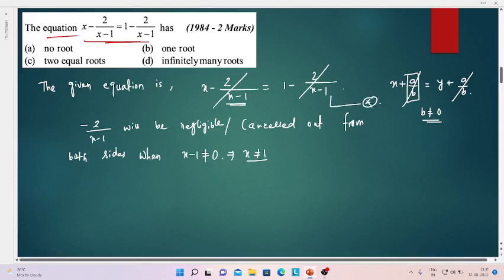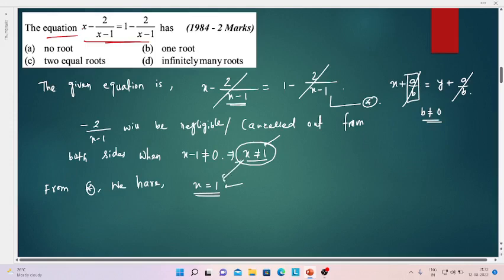So let me write this condition as star: x should not be equal to 1. From star, you can see x not equal to 1. Sometimes students say that since x equals 1, one root will exist for that equation. That is not the correct option, because from the relation we have already seen that x should not be equal to 1, but after cancelling that part we get the value of x, which is 1.